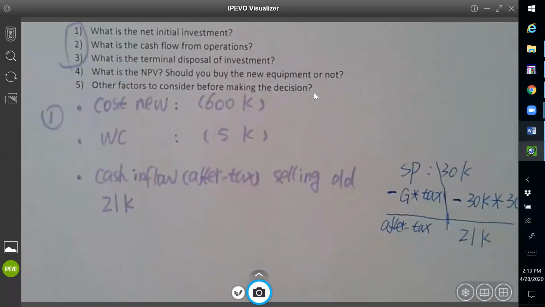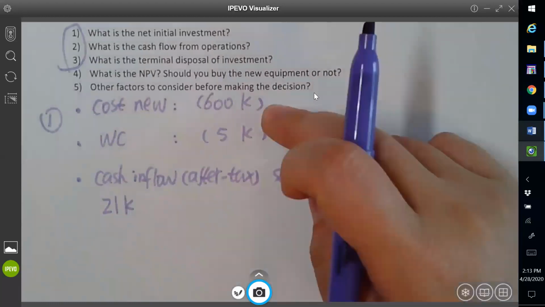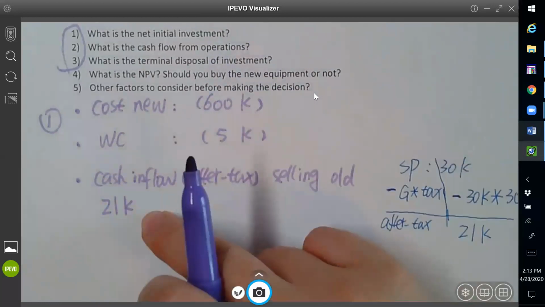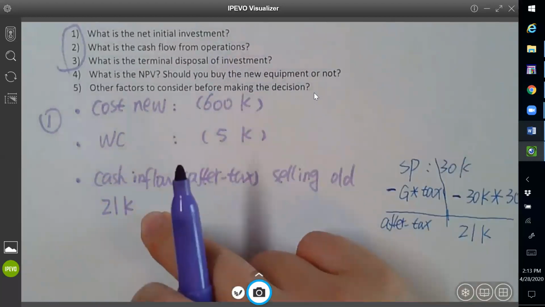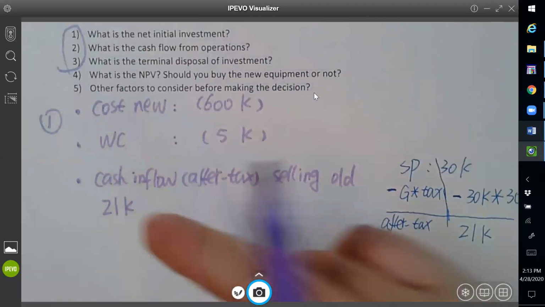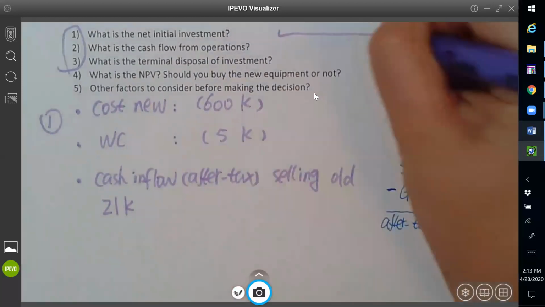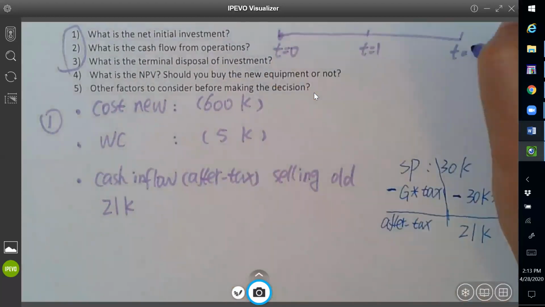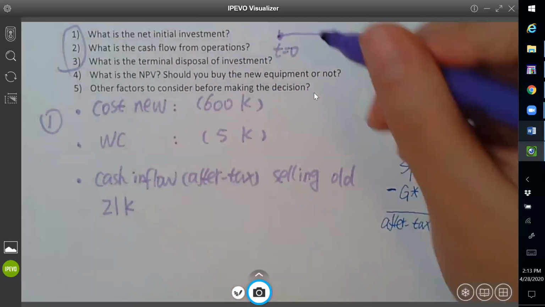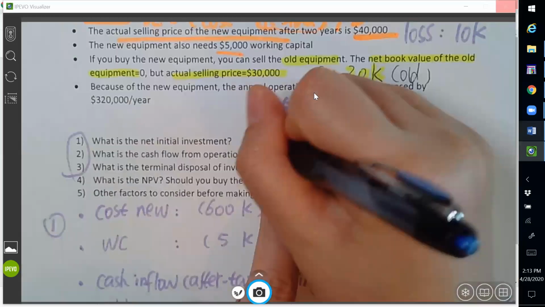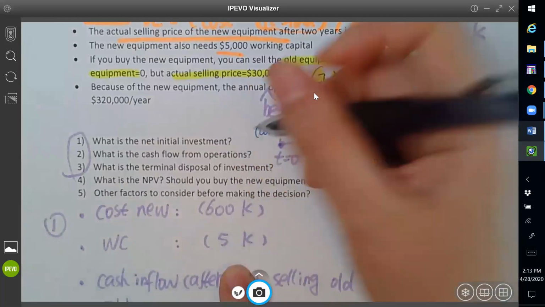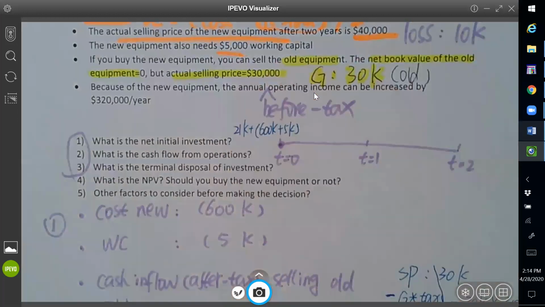So you add those 3 items: outflow 600,000, outflow 5,000, and inflow 21,000. You get your net initial investment when T equals 0.